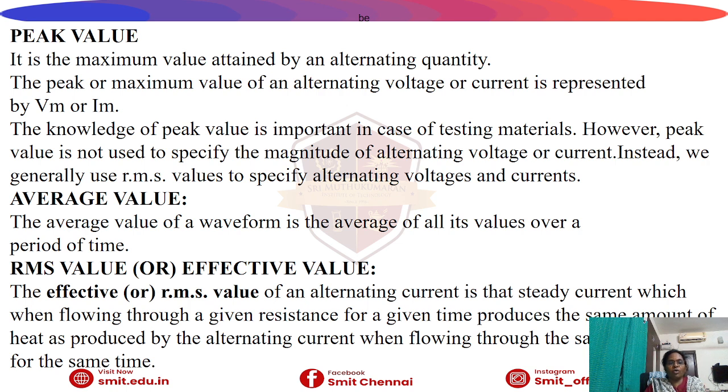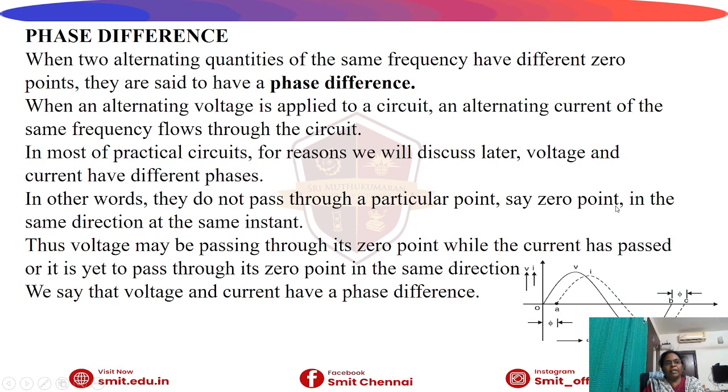The next one is the RMS or effective value. The RMS or effective value of an alternating current is that steady current which, when flowing through a given resistance for a given time, produces the same amount of heat as produced by the alternating current flowing through the same resistance for the same time.